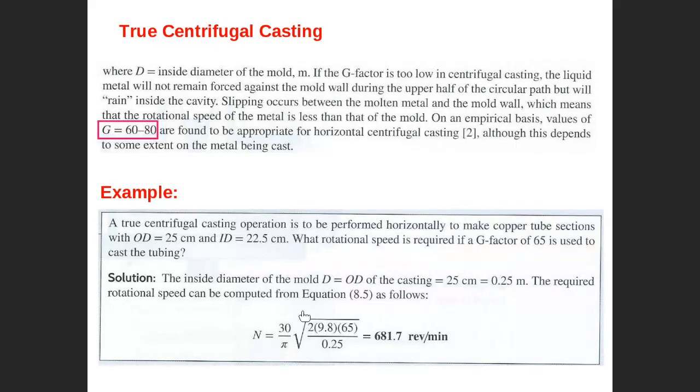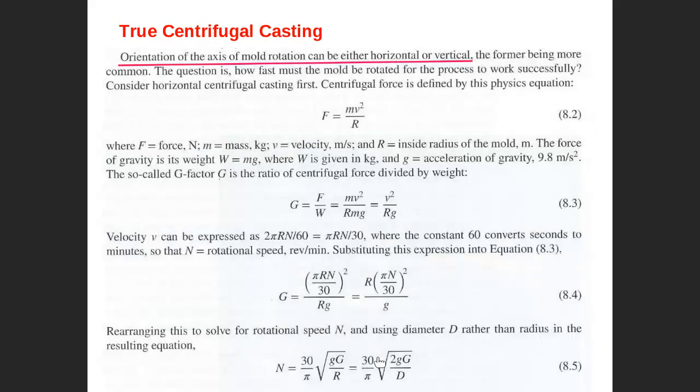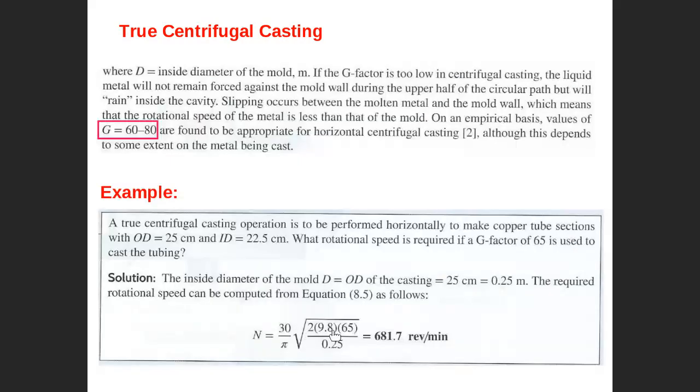Then put in the equation, as I told you, N equals 30 divided by pi, times the square root of 2 G g divided by D. Here g is gravity acceleration, G is 65 as given, divided by the diameter here, the outer diameter of the cast or inner diameter of the mold, which is 0.25 meter. Then you can obtain 681 RPM. We need RPM to be at least 681 to achieve the centrifugal casting process. Right? Any question?